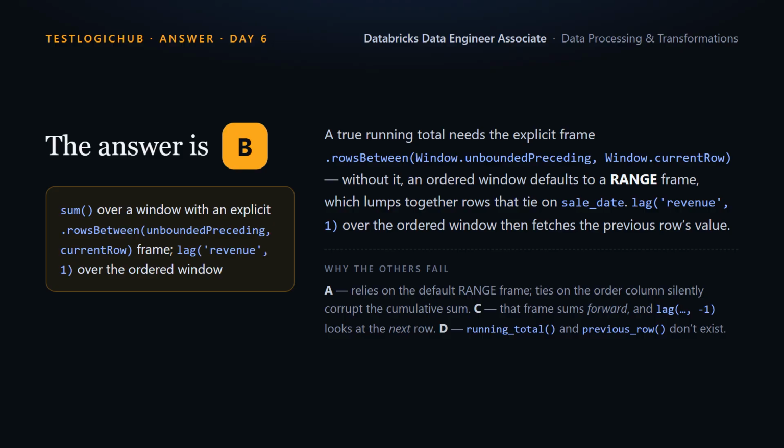Option C sums forward instead of backward, and lag with -1 peeks at the next row, not the previous one. And option D, running total and previous row sound lovely, but those functions simply don't exist in PySpark.